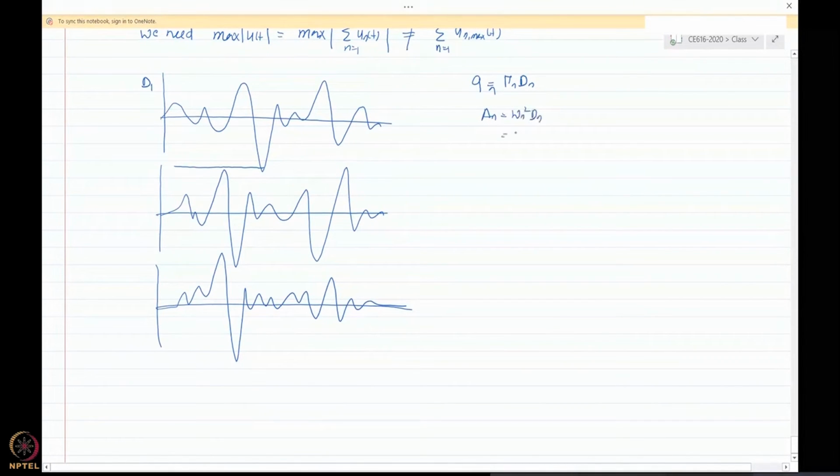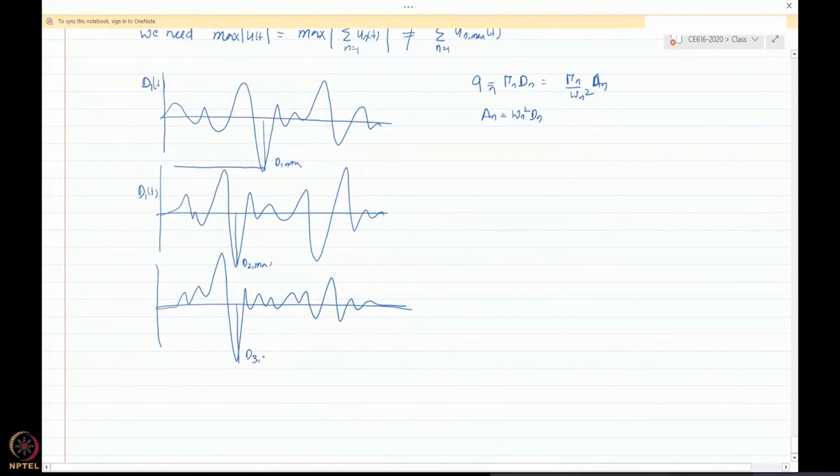Okay, and Dn, if you want to write down Qn in terms of An, then you can further write it as omega n square times An here, if the An value is directly given. So I know that my D1 max occurs at this time. This is my D1 max. D2 max occurs at this time. Let us call this D2 max. And let us say D3 max, although it looks like at the same point, occurs at this point.